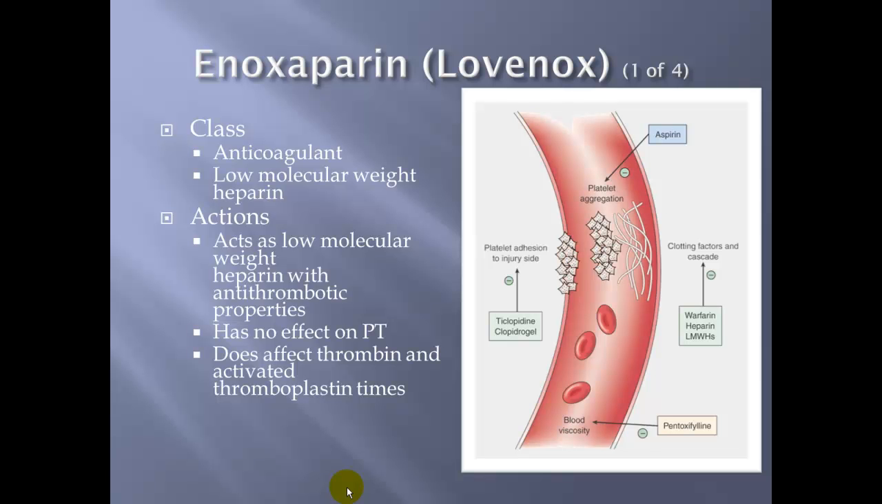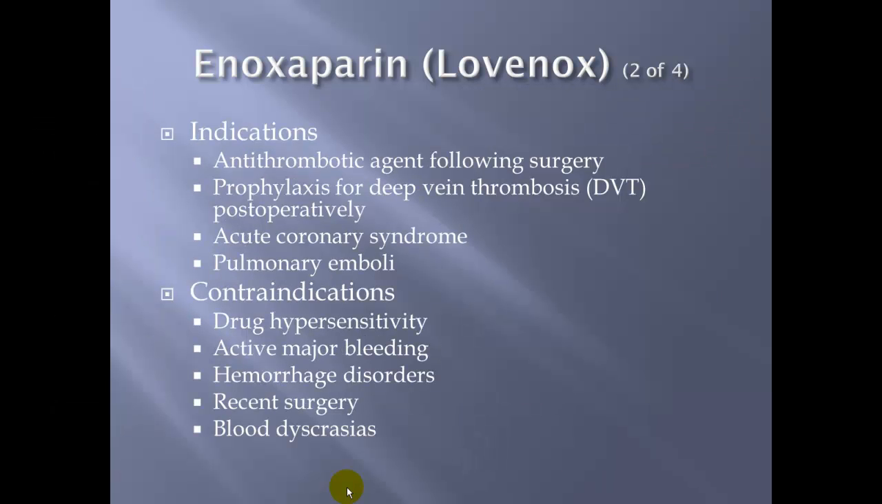Lovenox or Enoxaparin, class on this is going to be anticoagulant. It's low molecular weight heparin. Acts as a low molecular weight heparin with antithrombotic properties, has no effect on the PT, prothrombin. Does affect thrombin and activated thromboplastin time. So it does affect some of the ability to form an actual clot, but it doesn't actually work on prothrombin in general. It just hampers its ability to actually form a clot or a brick.